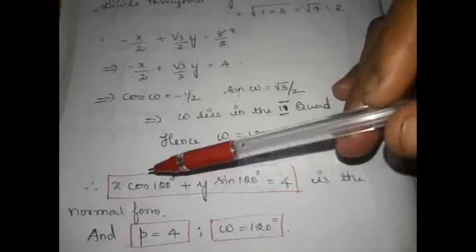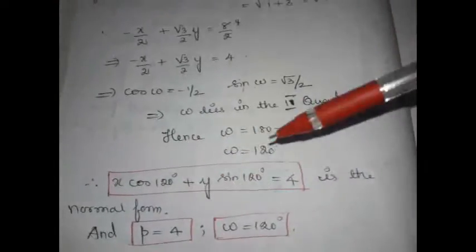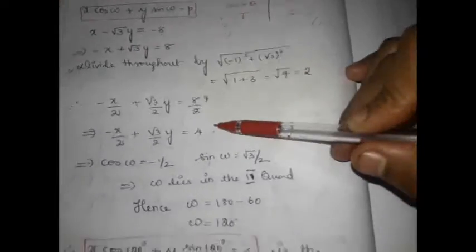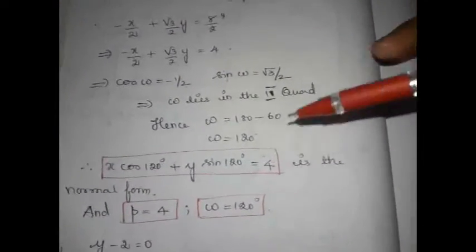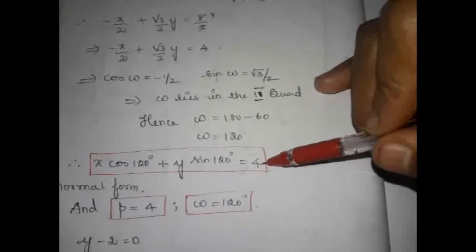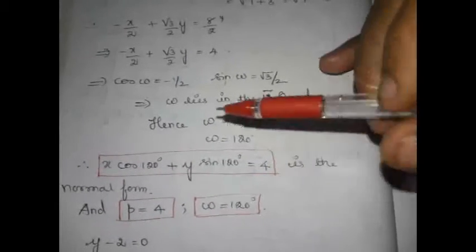Now how will you express it in the normal form? x cos omega plus y sin omega equals P. So x cos 120 plus y sin 120 equals, what is the perpendicular distance we got? P is equal to 4, right? So this is the normal form, and hence they asked you to find the perpendicular distance as well as omega. Perpendicular distance is nothing but the value of P and omega is nothing but 120 degree.